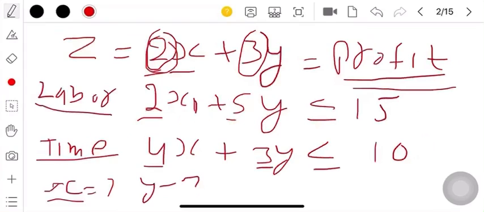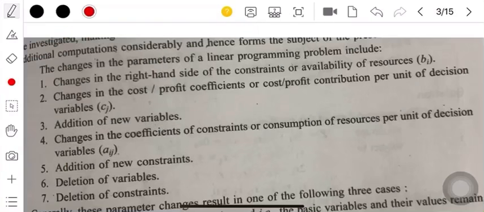There are various cases of sensitivity analysis that will be discussed today, and I will give a brief introduction about this method. Sensitivity analysis basically uses the dual simplex method. I have already discussed the dual simplex method, so this will not be difficult for us to carry on. Here are the various cases of sensitivity analysis, like the change in the parameters.